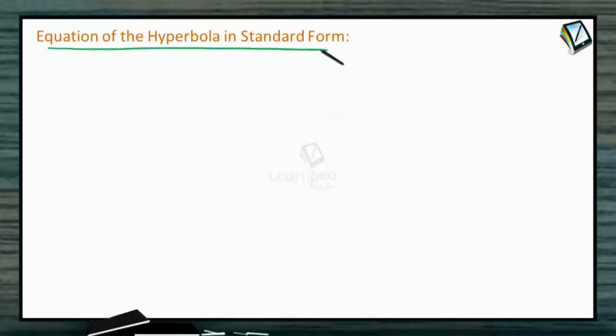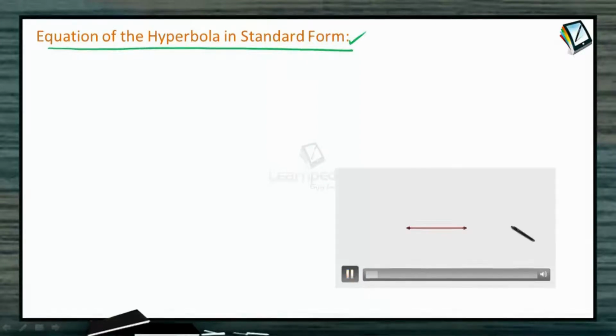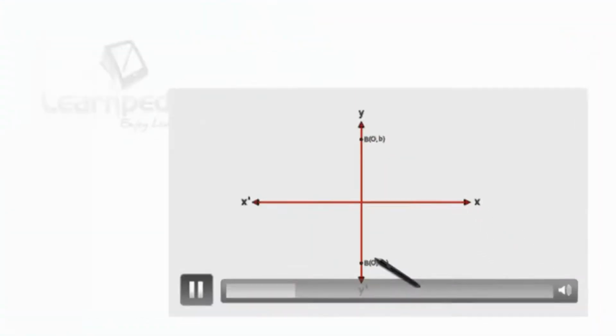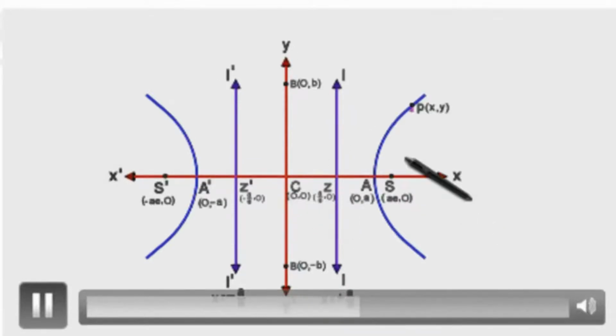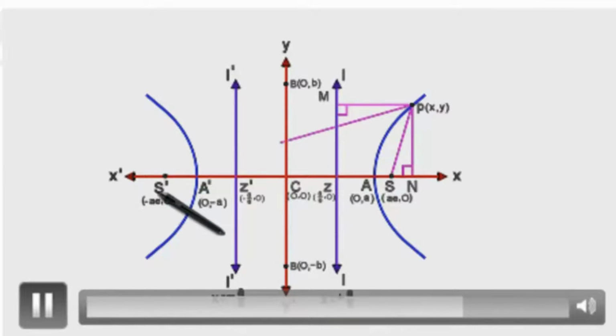Equation of the hyperbola in standard form, which is a very important derivation. For the sake of it, let us see the animation related to this concept. See, this is the x-axis and y-axis, and this is the center of the axes, the origin. S and S dash are foci, A and A dash are the vertices, and P is a point on this curve. And here L and L dash are fixed lines.